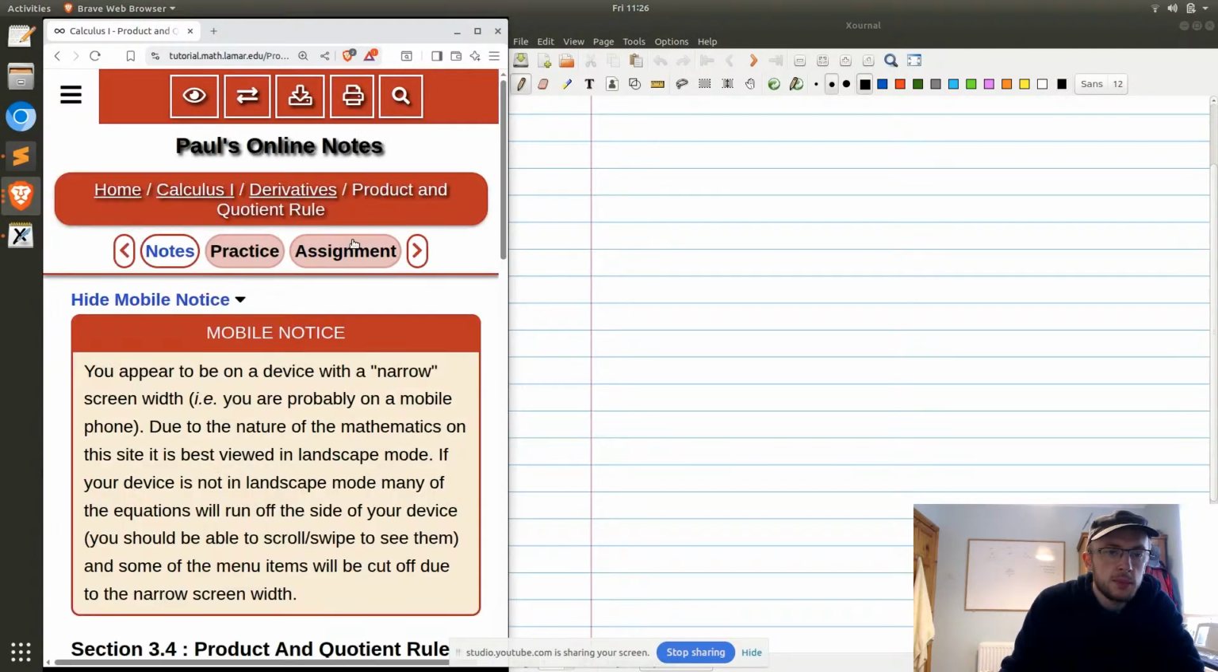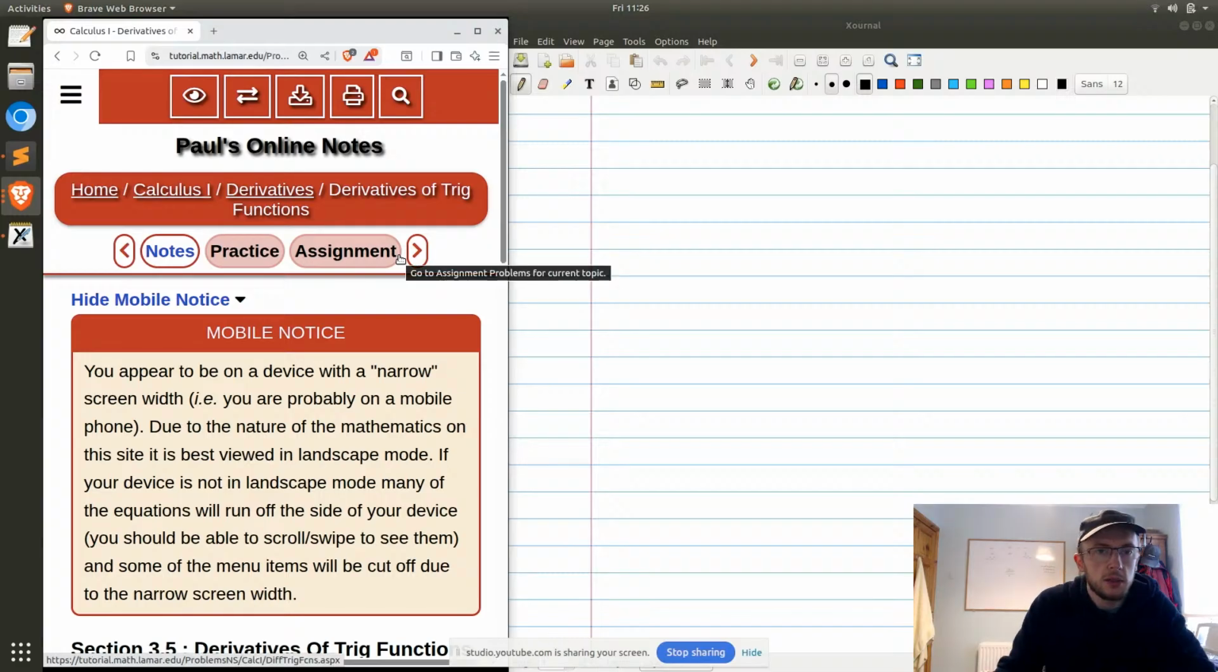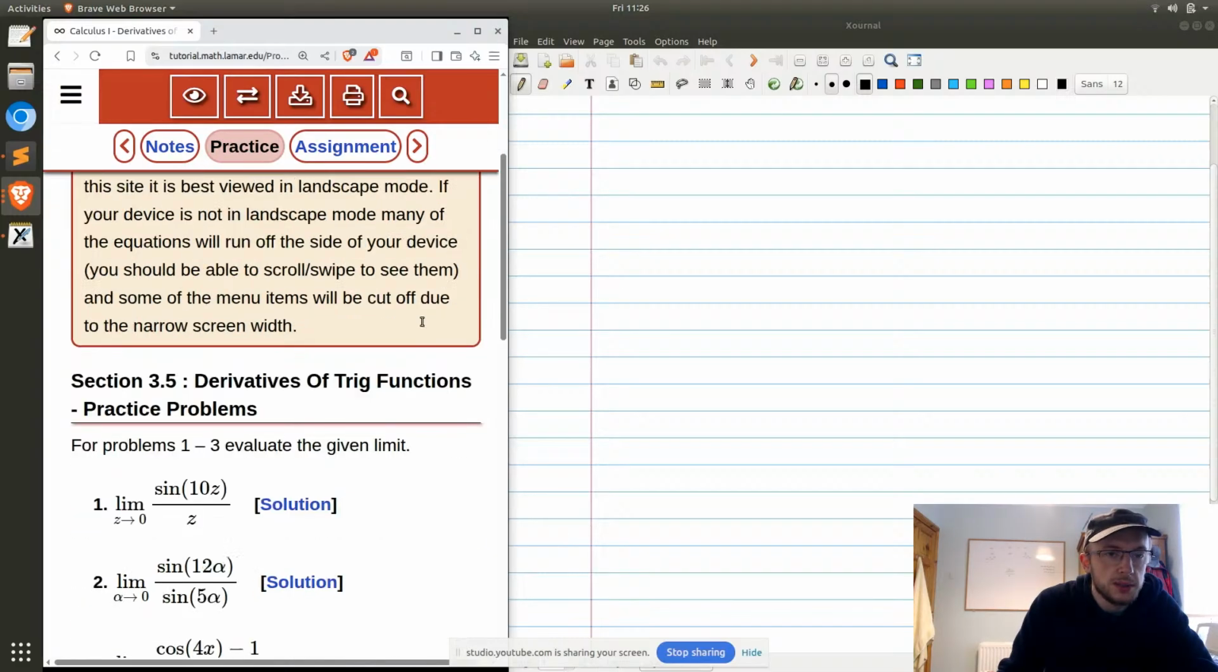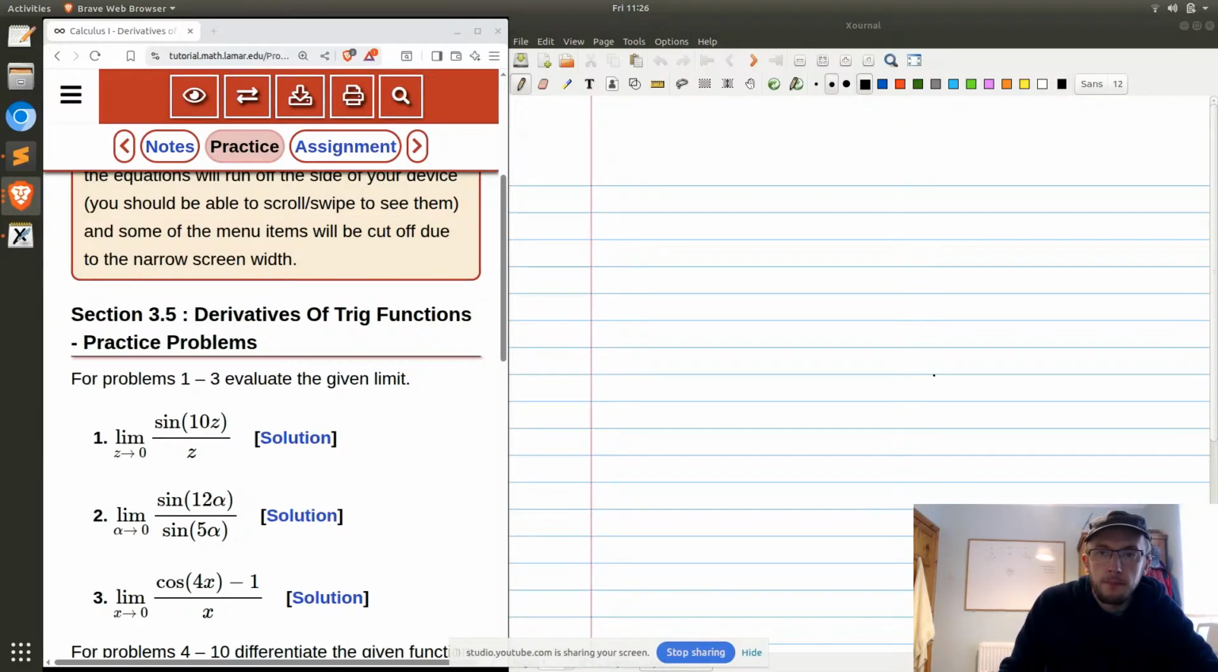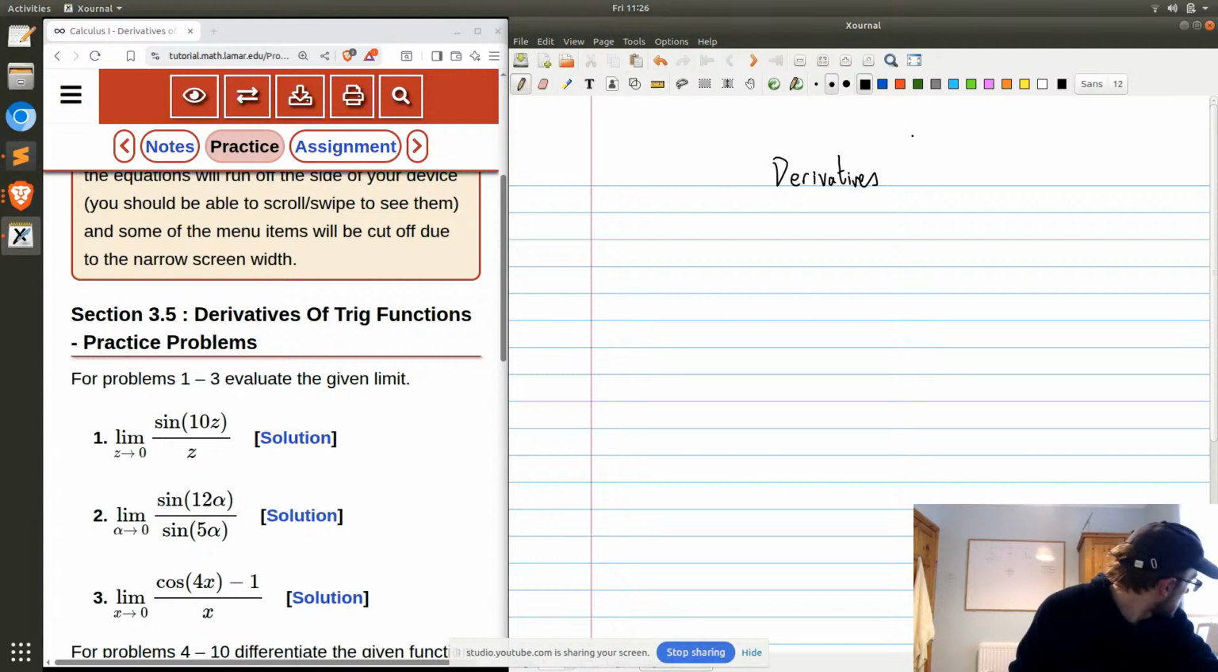Last time I was doing the product and quotient rule, and now I must do the derivatives of trig functions. Paul's notes. All right. I got that window open. Just a tiny bit. All right. Derivatives of trig functions.